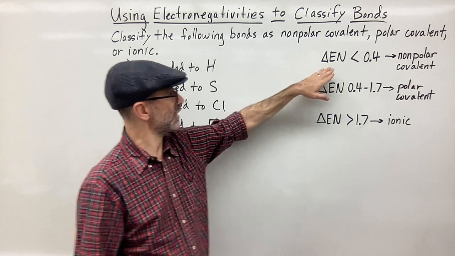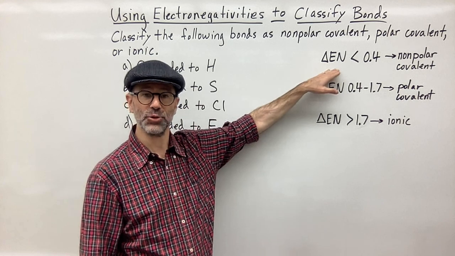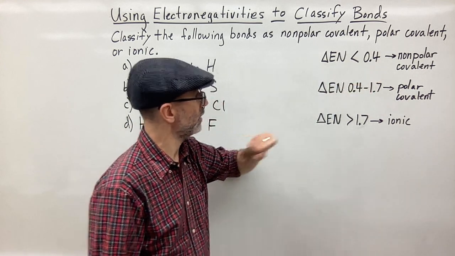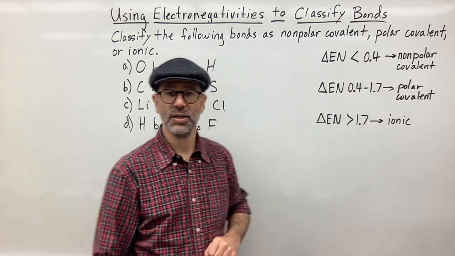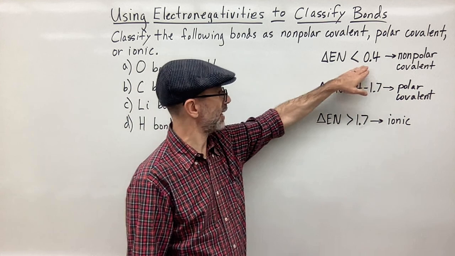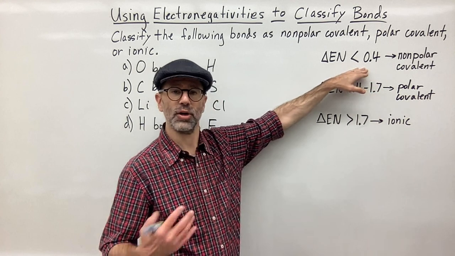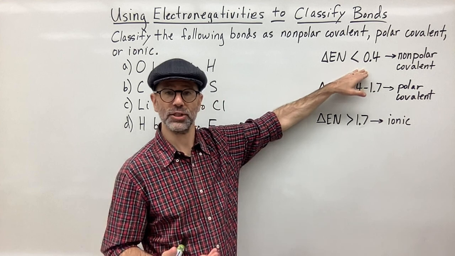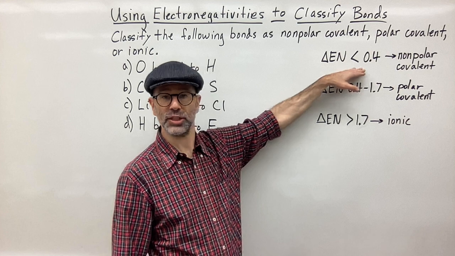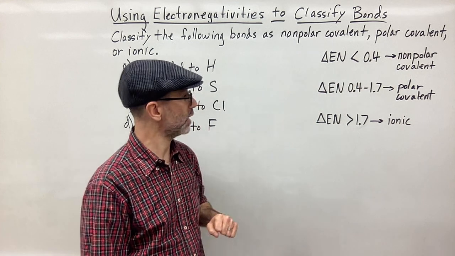So if the difference in electronegativity between the two atoms is less than 0.4, then we would consider that a nonpolar covalent bond. Now, some textbooks may say less than 0.5. So go with your textbook or with whatever your professor or your teacher says. But the idea is that below a certain threshold, the difference in electronegativity would indicate a nonpolar covalent bond.